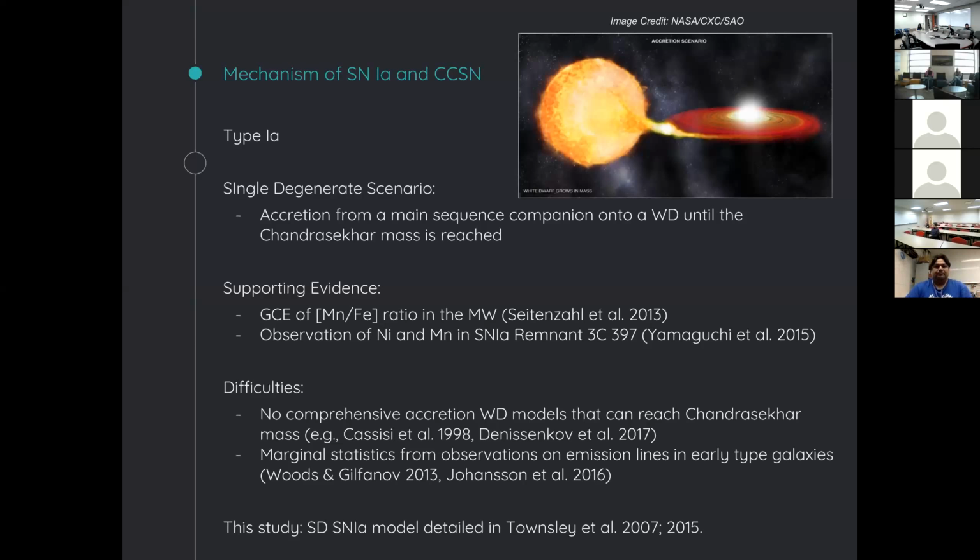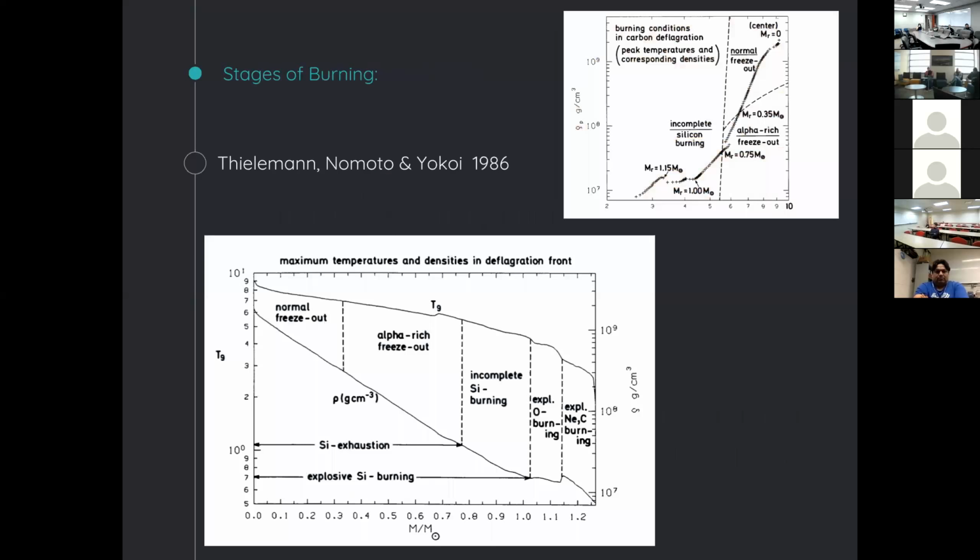So as you can see, there are difficulties with both of these models, and again, I would recommend reading the Hildebrand paper if you want a more thorough introduction to it. So very briefly, I'll talk about the stages of burning.